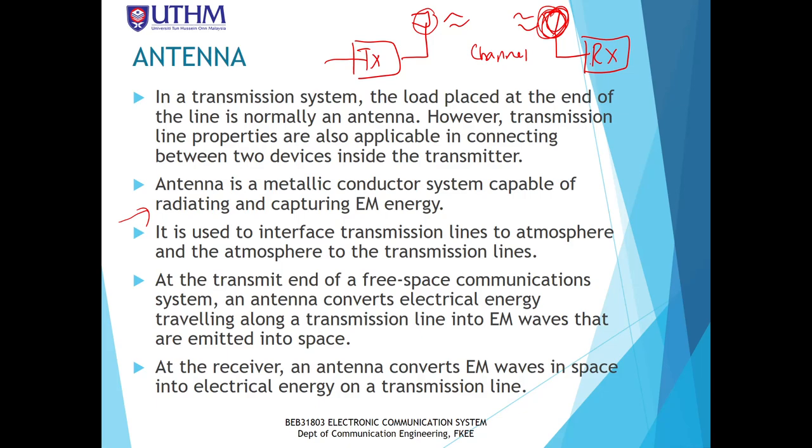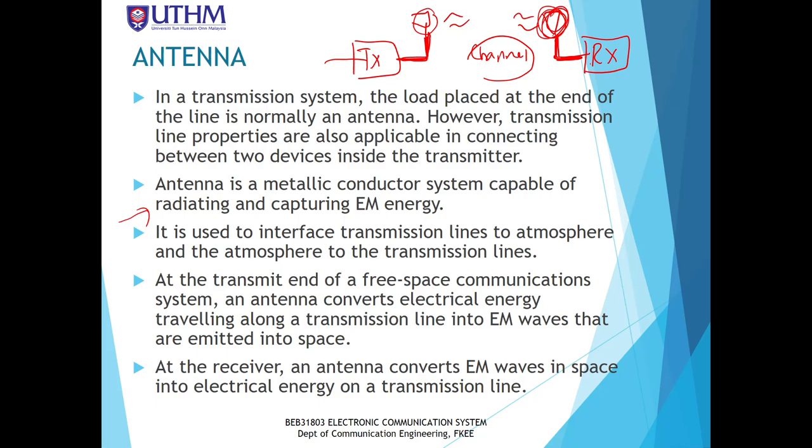So here you see that it is used to interface a transmission line to the atmosphere and the atmosphere to the transmission line. It is the interface between the channel, the atmosphere, and the transmission line. The transmission line is this one. So from the transmitter to the antenna, we have the transmission line. And at the receiver side also we have the transmission line over here. So between the transmitter and the antenna there is a transmission line, some sort of cable connector connecting the transmitter and the antenna, and also the antenna to the receiver.